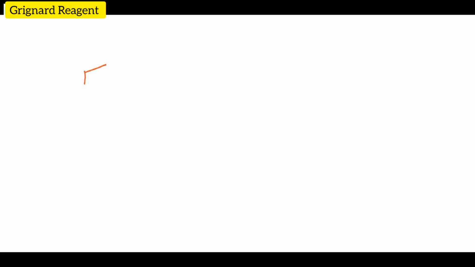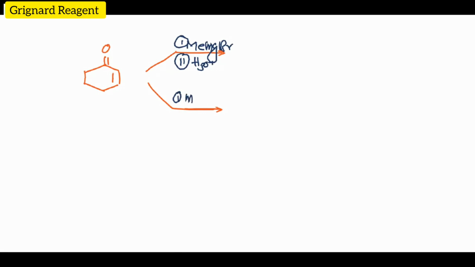So I have one example. This is cyclohexenone, and cyclohexenone is going to react with two reagents. One is methyl magnesium bromide in combination with simple water. This is MeMgBr, my first reagent. My second reagent is H3O+, and here this is methyl magnesium bromide in combination with copper iodide. So what will be the expected product for these two?